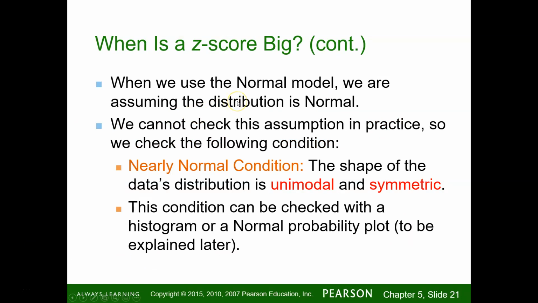When we use the normal model, we're assuming that the distribution is normal. We cannot check this assumption in practice, so we check the following condition: the nearly normal condition, that the shape of the distribution of the data is unimodal and symmetric. It looks like a bell curve, like a bell shape. So we want our data to kind of look like, let me pull up the pen real quick, unimodal and symmetric, kind of like this. And there would be the mean right there. This condition can be checked with a histogram or a normal probability plot. We'll explain a little bit of that later. You can look at a graph and kind of tell if it looks normal or not.